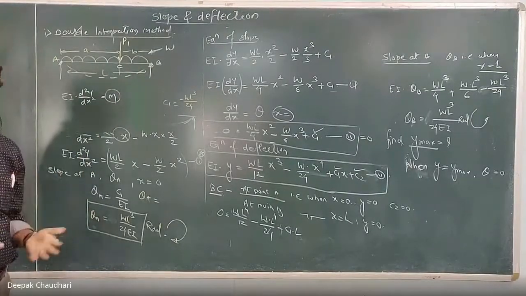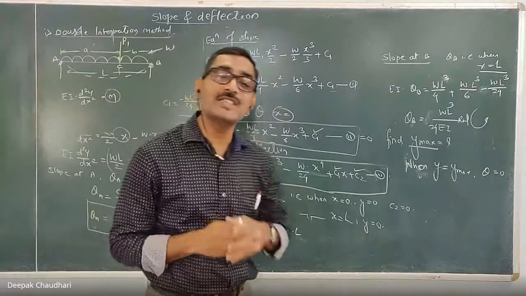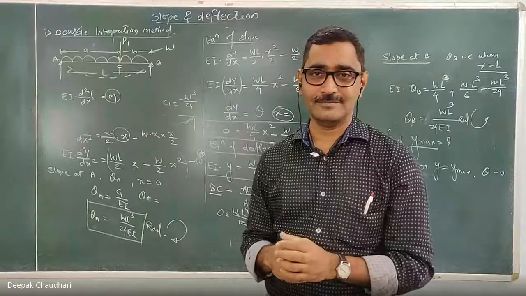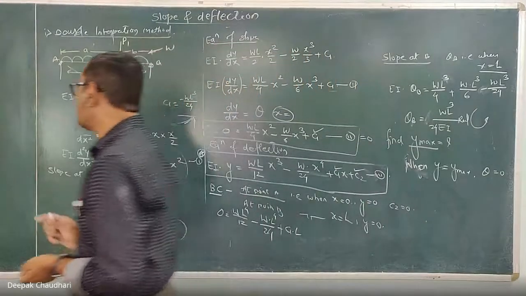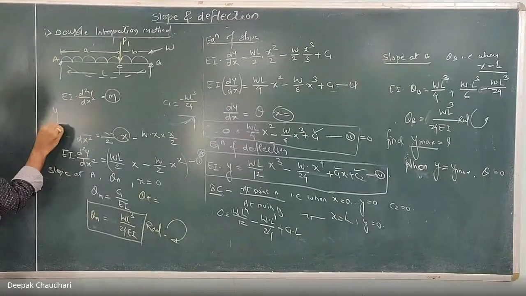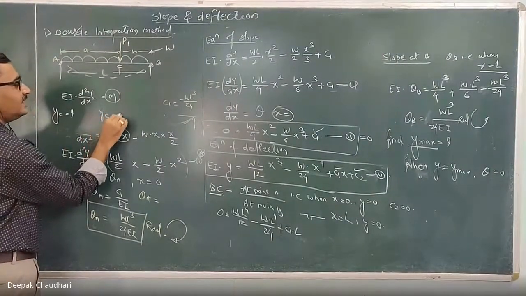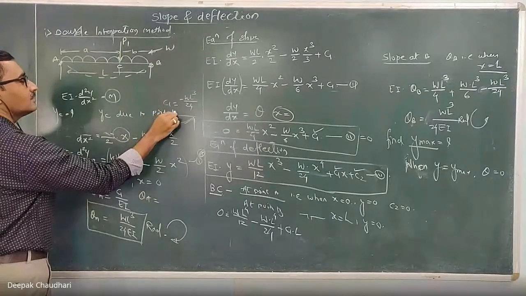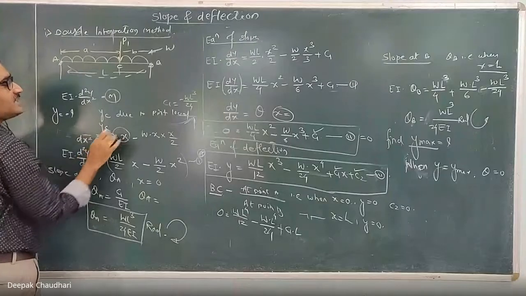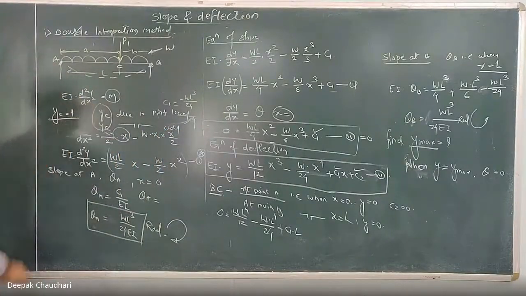Then in such cases, if you want to use the double integration method, you have to use the principle of superposition to find out the slope and deflection. And what is that principle of superposition? For example, if I want to calculate the deflection at point C, then calculate the deflection at point C due to point load. Then second case, calculate the deflection at point C due to UDL and add them algebraically to get the deflection at point C. This is the resultant deflection at point C.